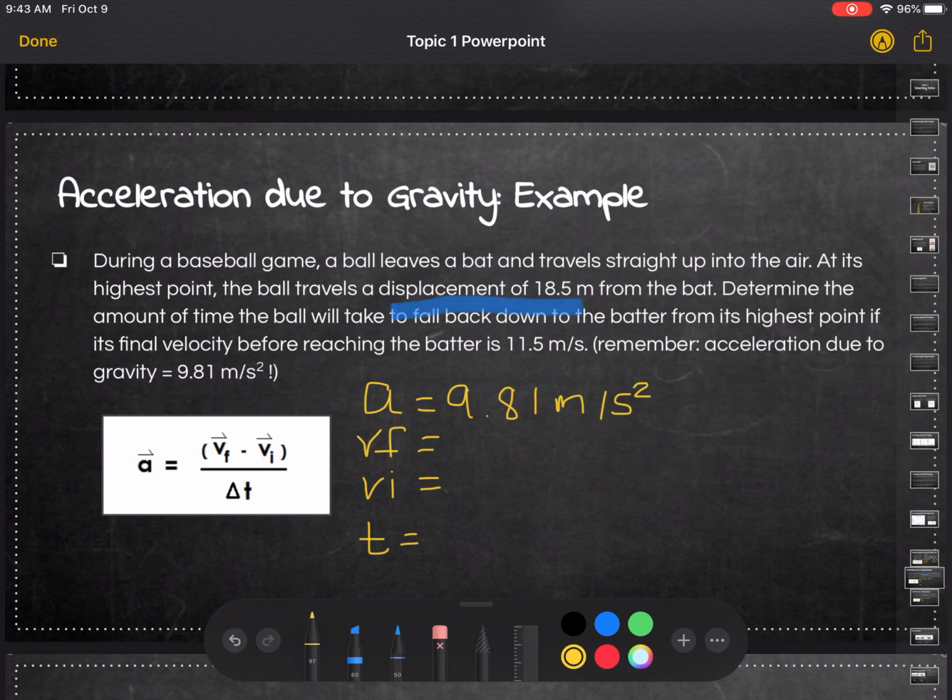It says determine the amount of time the ball will take to fall back down to the batter from its highest point if its final velocity before reaching the batter is 11.5 meters per second. So its final velocity is 11.5 meters per second. And its initial velocity, well, when it's starting from a bat, its initial velocity should be 0. So it wasn't moving at first.